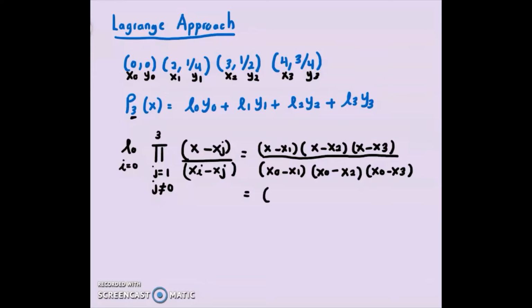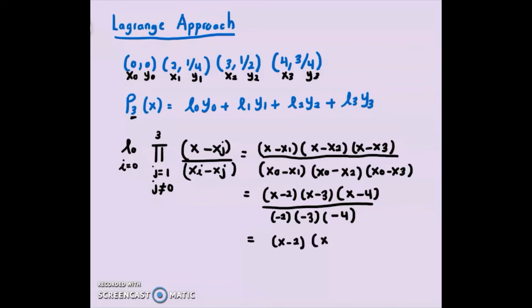So we have x minus 2, x minus 3, x minus 4 over, okay, x naught is 0, 0 minus 2, so we have minus 2, 0 minus 3, we have minus 3, and 0 minus 4, we have minus 4. So I have x minus 2, x minus 3, and x minus 4 over negative 24.